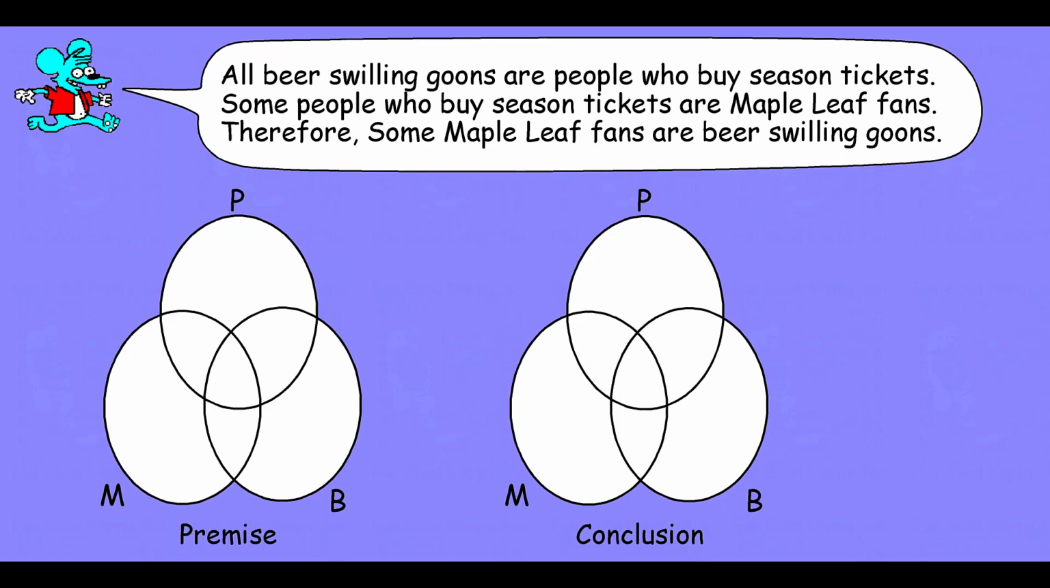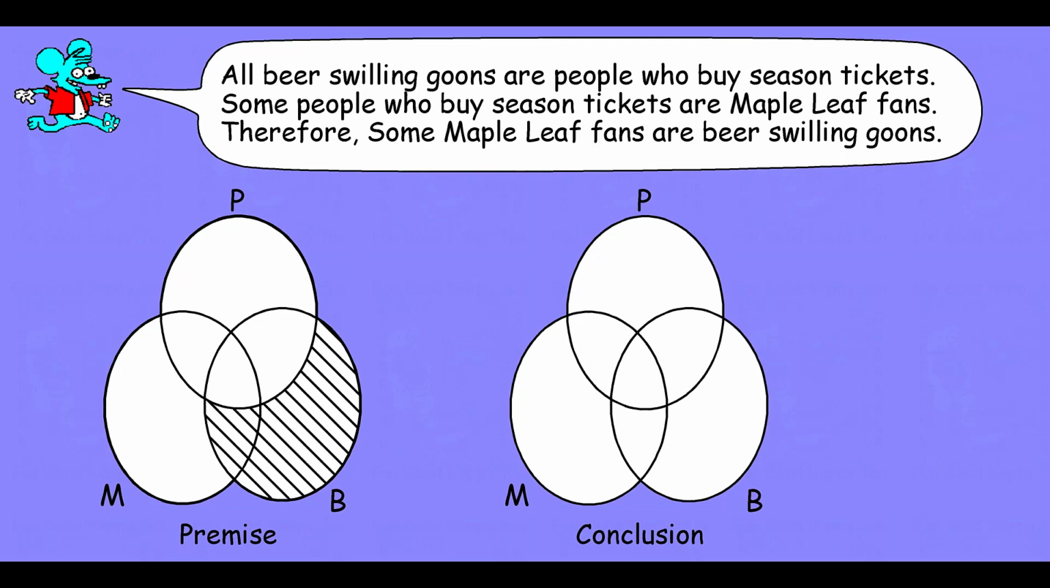If all beer swilling goons are people who buy season tickets, and I'm a good Boolean, so I don't know if there are any beer swilling goons, and I don't know if there are any people who buy season tickets. What I will know is everything, if there is anything, that's in that B class will also have to be up in the P class. And so any part of my B circle outside of P would have to be empty. So I'll shade it in to indicate there can't be anything in that area.